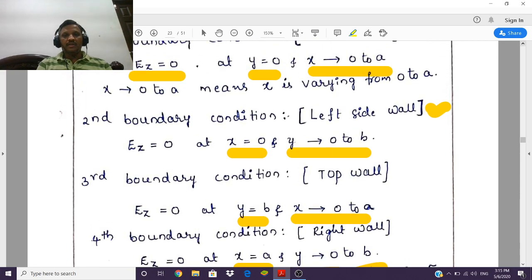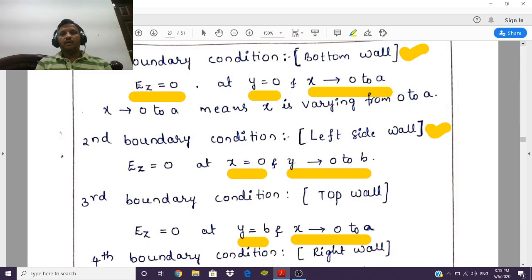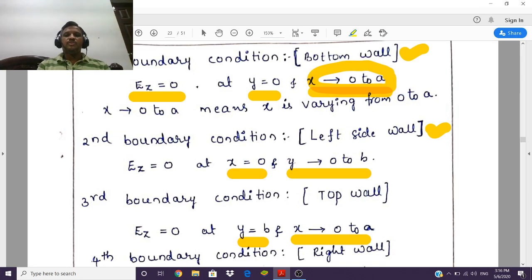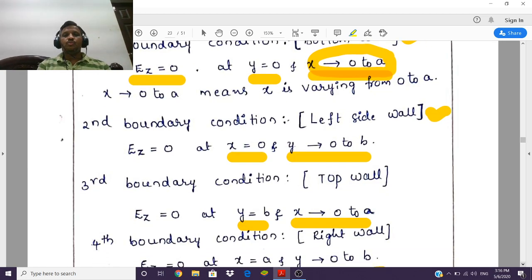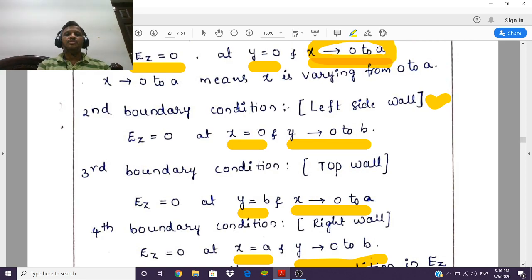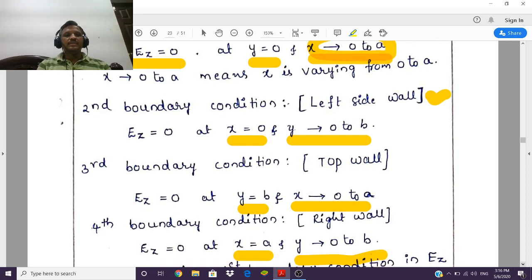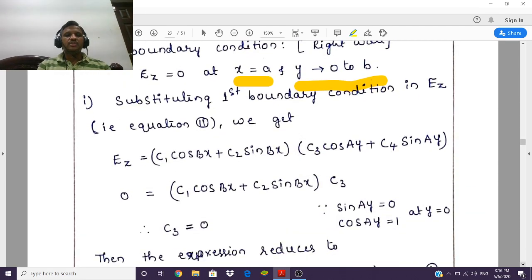Once we have understood the conditions of the four boundaries, now apply the boundary conditions one by one. First I will apply the first boundary condition, which is the bottom wall, where Ez will be 0 and y equal to 0. We don't apply the condition in which x is varying from 0 to a, because we don't know what value to take for x. a will generally be 2.54 centimeters, but we don't know where exactly to take x, so we generally don't take the x value. We have to substitute y equal to 0 and Ez equal to 0 in the expression of Ez.